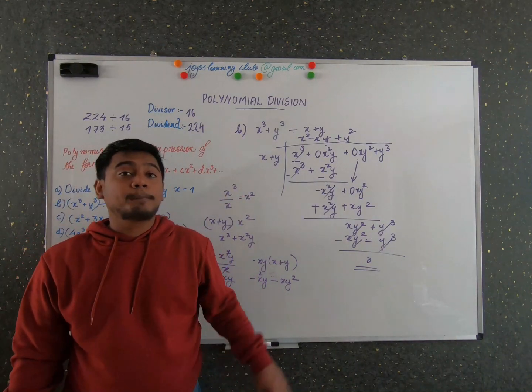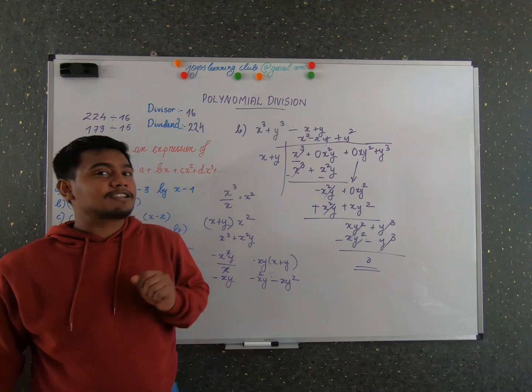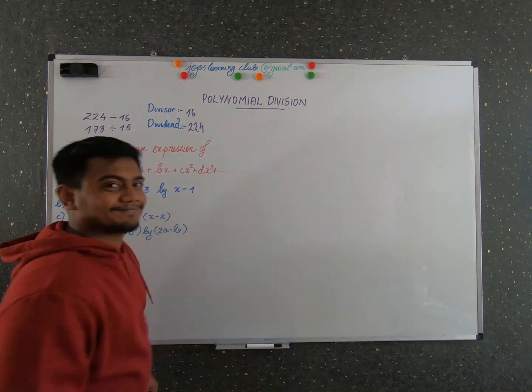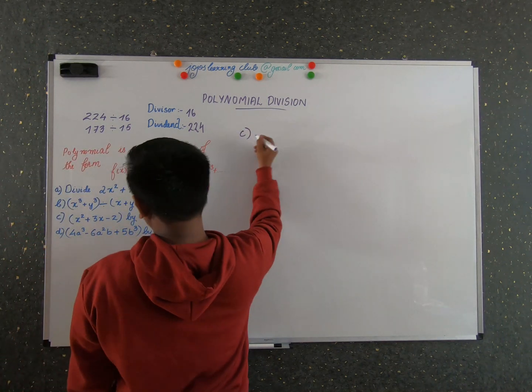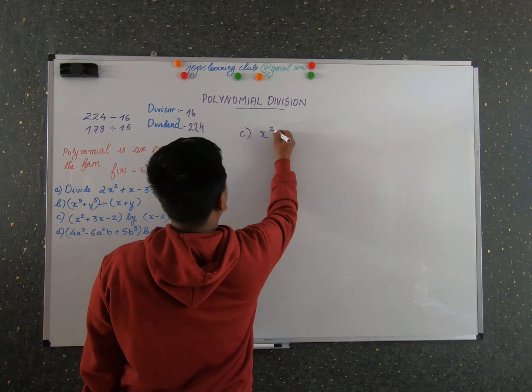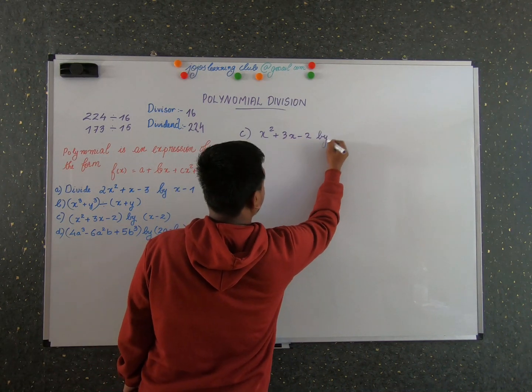And this is how you perform polynomial division. I hope it's clear. And now let's do another problem. So now let's do problem number C. What is the problem? x square plus 3x minus 2 divided by x minus 2.